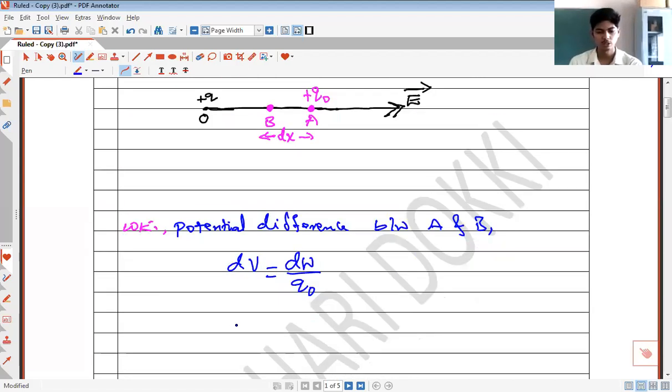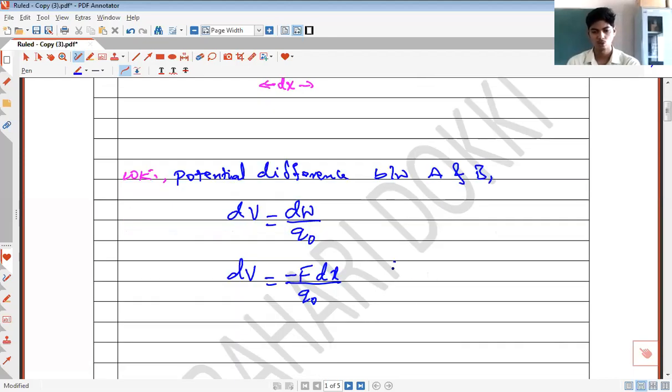We can write this potential difference dV as, see, dW is the work done. Work done can be written as force into displacement. Since the displacement is in a direction opposite to the direction of the electric field, see, the electric field is towards right and we are moving the charge towards left, so we write work done as minus F into dx, divided by Q naught.